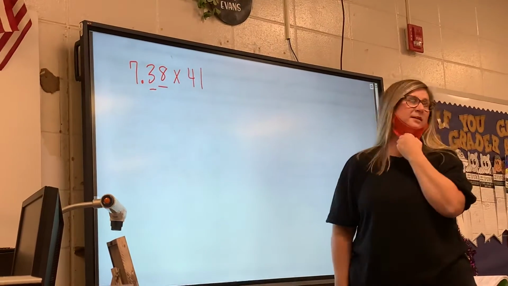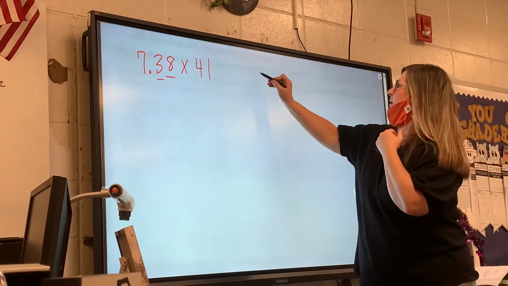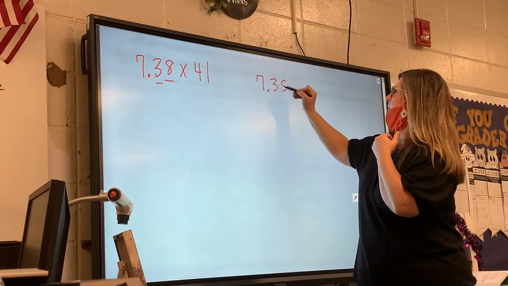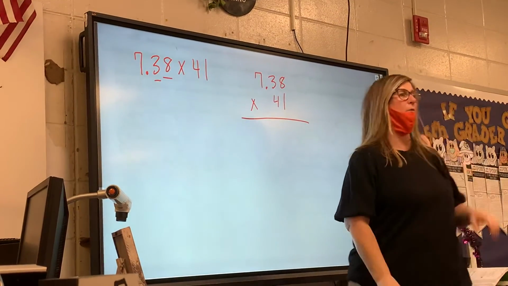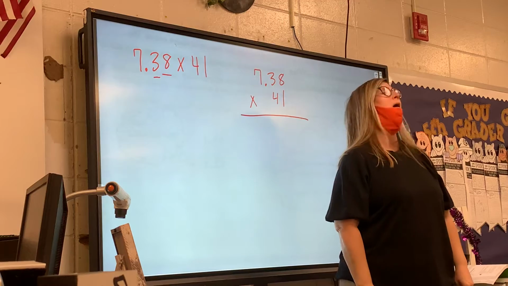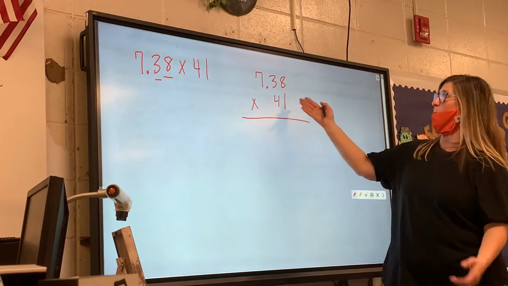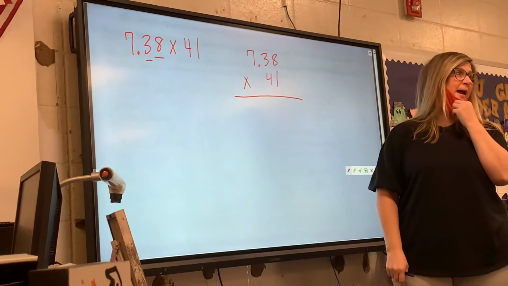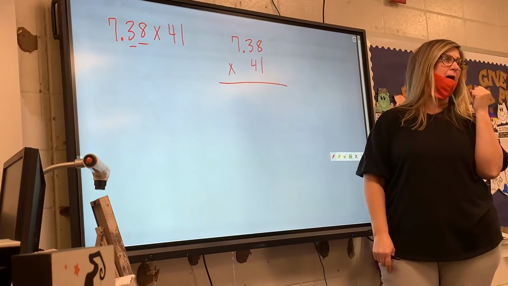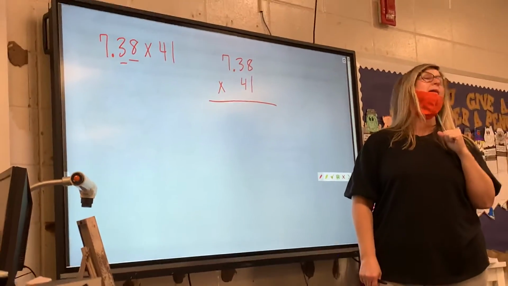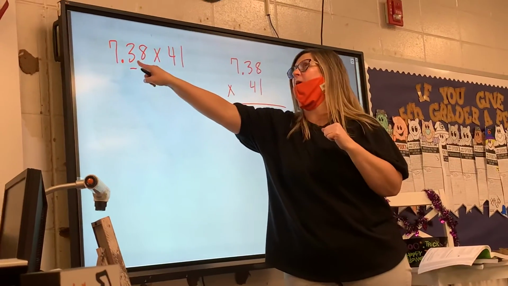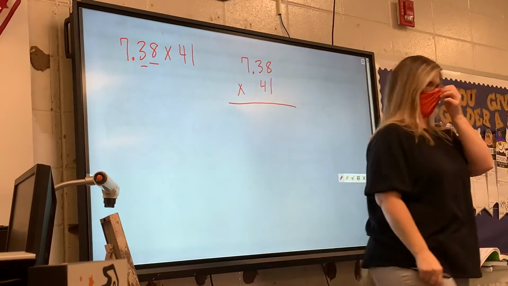Obviously, I'm going to rewrite this vertically, right? So I'm going to rewrite it, and then I'm going to use my standard algorithm to multiply this. Do you agree? Okay, so I'm going to get my first partial product, do my housekeeping, get my second partial product, add them up, and then get a final answer with a decimal that goes to the, all right, do that. Do that.